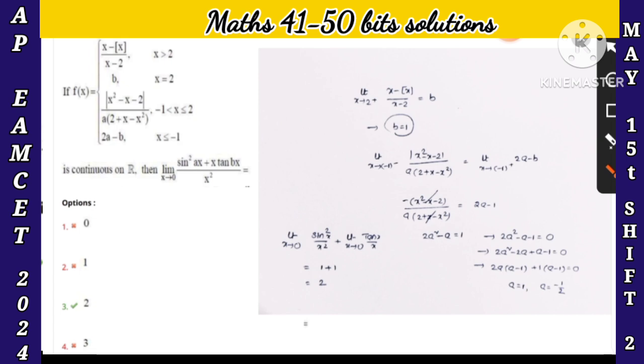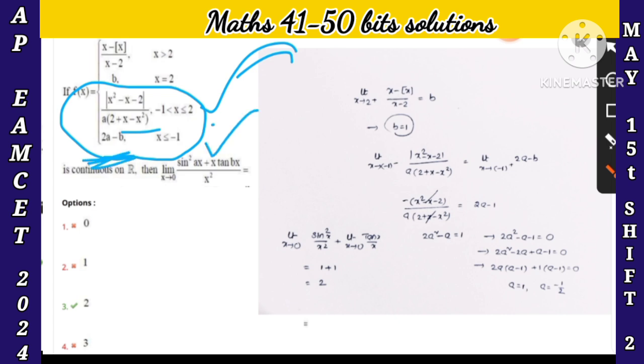See the next problem. If f of x is equal to x minus step x by x minus 2 for x greater than 2, and this is equal to b for x is equal to 2. This is the first function, and the second one is modulus of x square minus x minus 2 by a into 2 plus x minus x square for minus 1 less than or equal to x less than or equal to 2, and this is 2a minus b for x less than or equal to 1. This is continuous on R. Then what is this value?